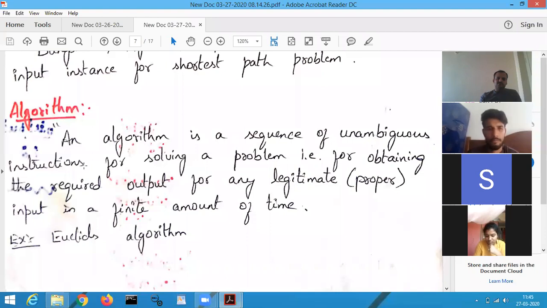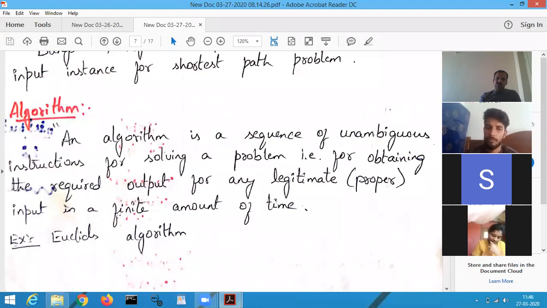Unambiguous in the sense that whenever I define an algorithm, I should not have any confusion in converting the algorithm into a program. For example, in the school-level algorithm, he has mentioned find the prime factors, but he has not given how to find the prime factors. There is some ambiguity in finding the prime factors. For obtaining the required output, let us take Euclid's algorithm for finding the GCD. The output is to obtain the GCD for any legitimate input. Legitimate input means proper input, in a finite amount of time.